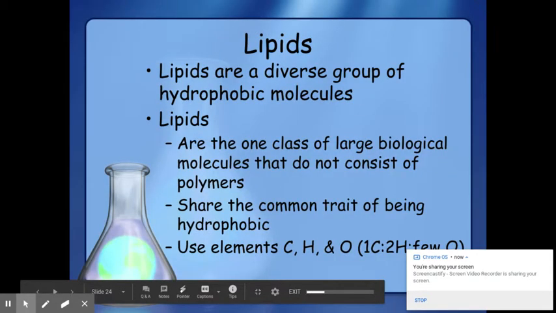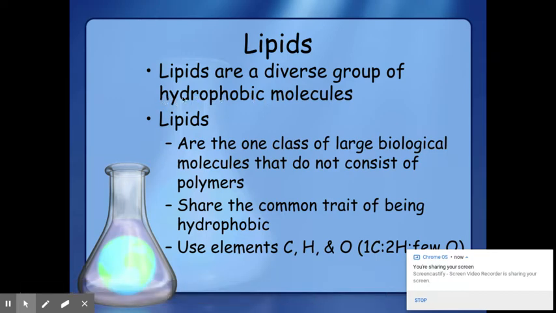Lipids are a very diverse group of hydrophobic molecules. That is an important quality. I would include hydrophobic maybe underneath where you wrote lipids, or in the function part. Something about that they are hydrophobic, because that's a very important part of a lipid. They are one class of large biological molecule that does not consist of polymers, actually. So that's a unique quality for lipids. They do have some molecules, but we would not consider them really a polymer.